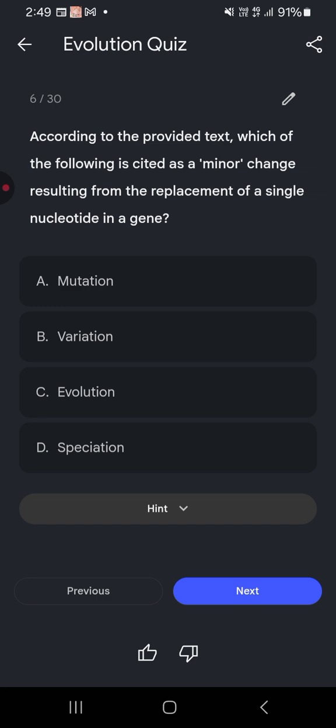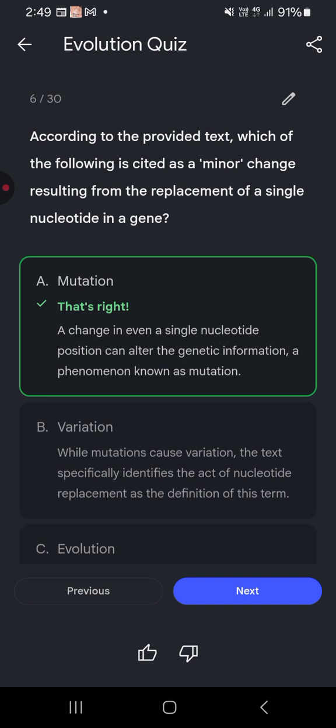Which of the following is cited as a minor change resulting from the replacement of a single nucleotide in a gene? Minor change. Answer is mutation. A change in even a single nucleotide position can alter the genetic information, a phenomenon known as mutation.